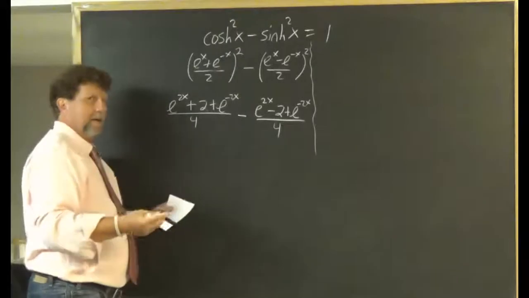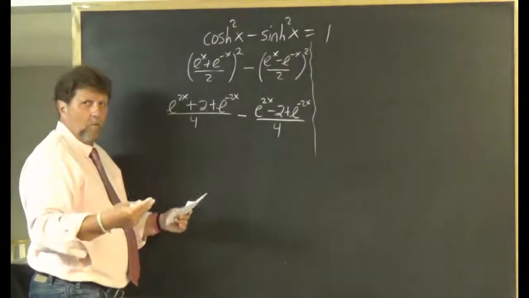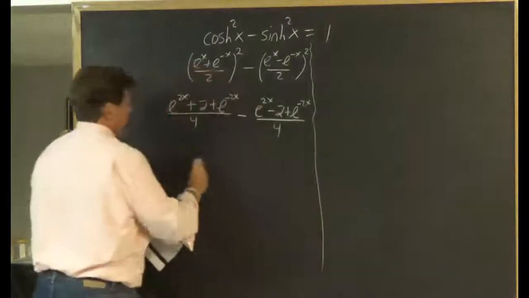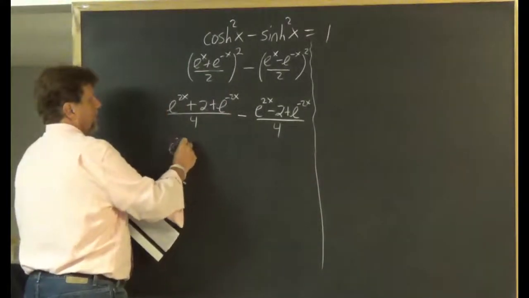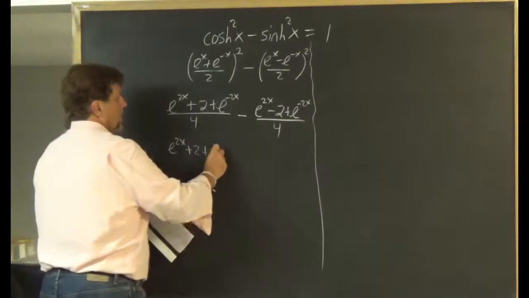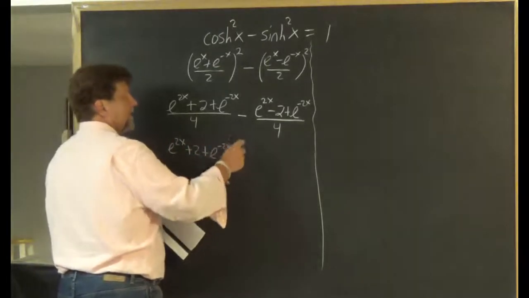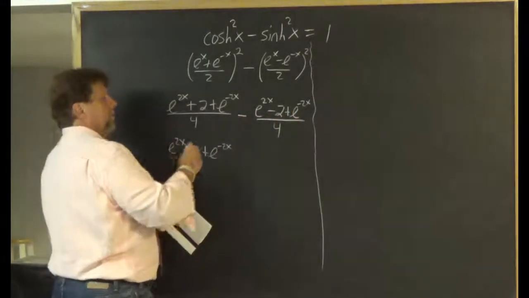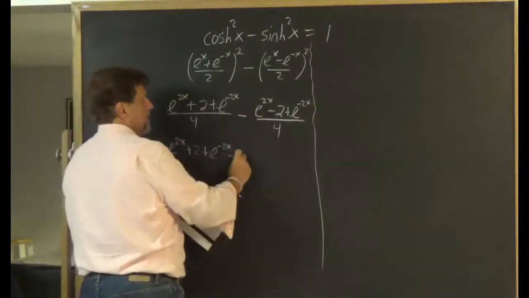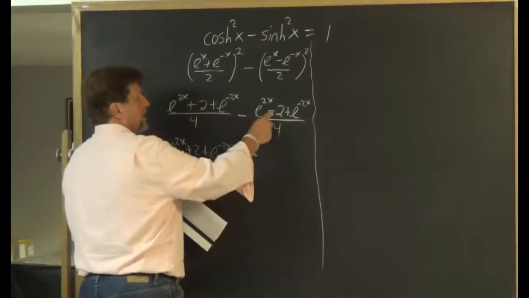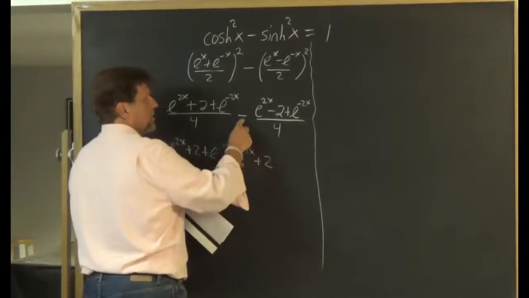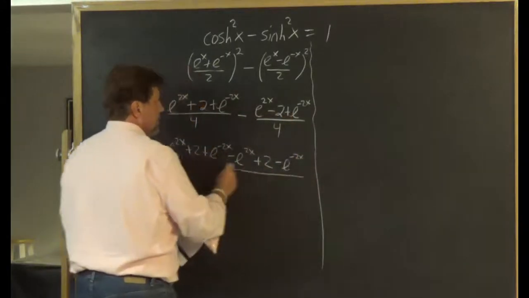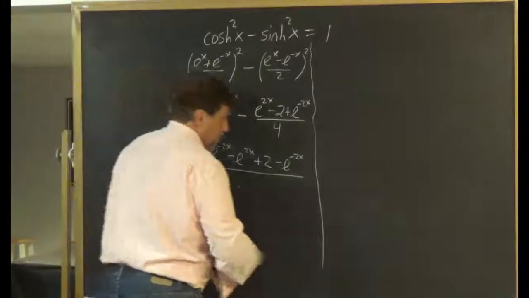Since we have a common denominator, we might as well make one fraction. So, better draw that vertical line down a little bit further. We'd have e to the 2x plus 2 plus e to the negative 2x. Now remember this minus, it's minus every term there. So it'd be minus e to the 2x minus a negative 2, so that's plus 2, minus an e to the negative 2x, all over 4.